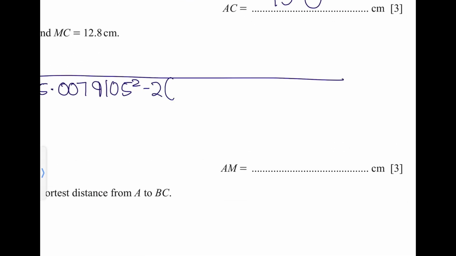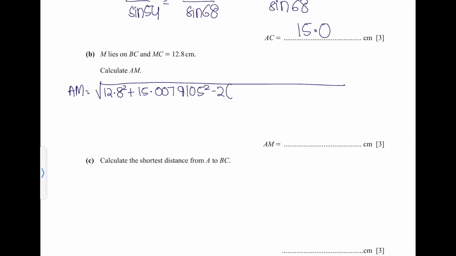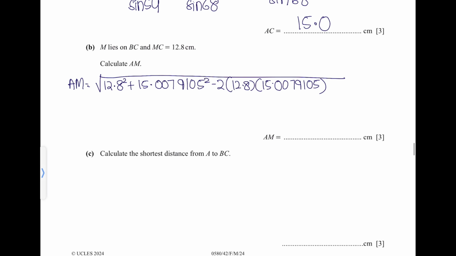Minus 2, again we have 12.8. Then you have 15.0079105. And at the last you have cos 68. So when I show this, my answer is going to be 12.8 squared plus, I'm taking the answer value to save time, answer squared minus 2 times 12.8 times answer times cos 68. That gives me 15.65734922.